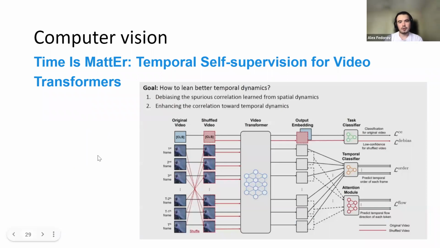Yeah, so there is some self-supervision work for video transformers. It's more related to our self-supervised research for time series. The main contribution is that they use a video transformer and add 3 different losses that help to improve the overall performance of the pre-training. They have a task classifier, tasks that predict the temporal order of each frame, and an attention model that predicts temporal flow direction. So it's more like a combination of self-supervised objectives put together to improve performance.